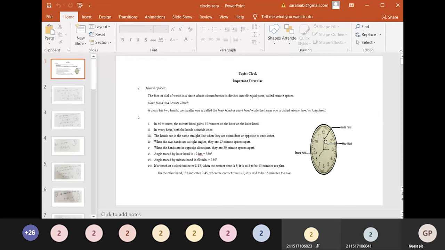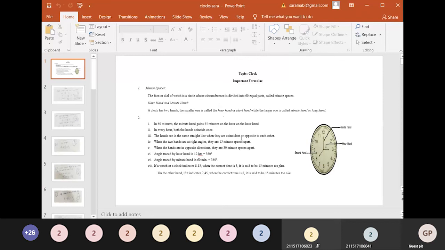When you take the hour hand, a full rotation is 12 hours. When you take the minute hand, it is 60 minutes. That is the basic concept. The face of the dial of the watch is a circle, and the whole circumference is divided into 60 equal parts, which are called minute spaces. Now let me start.